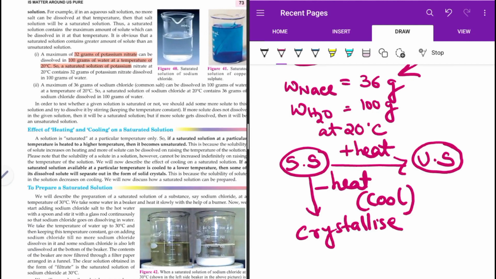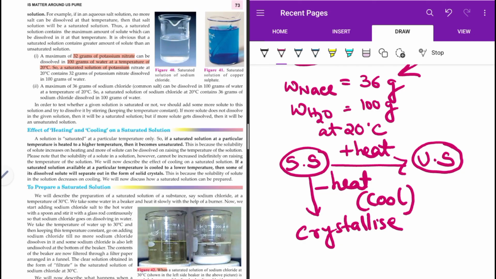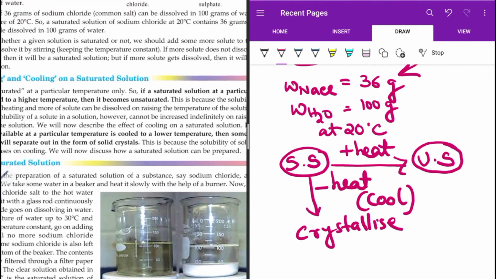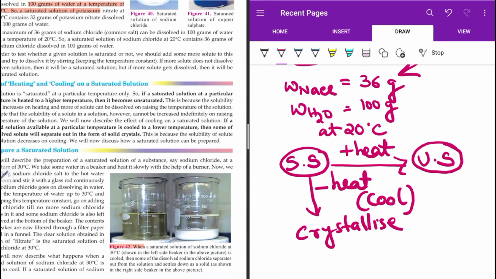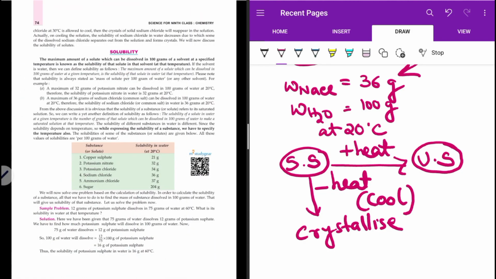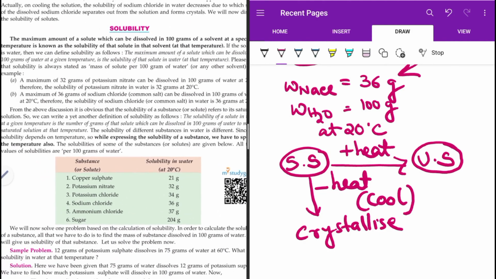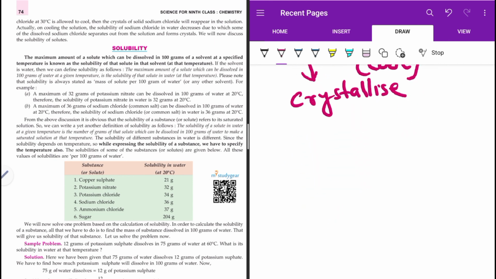Okay, so in this figure 42, you can see two beakers, beaker A and beaker B, one of which is a saturated solution. What is happening on the right hand side? This saturated solution is being cooled. When it is cooled, the particles of sodium chloride crystallize out, separating from the main bulk of the solution.